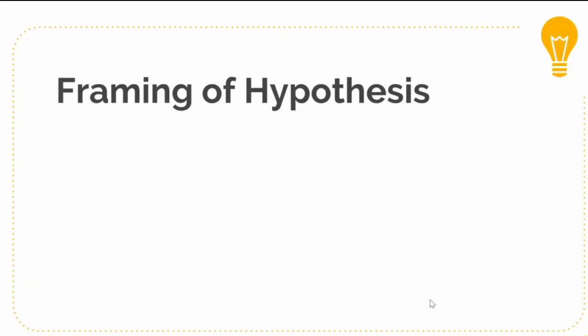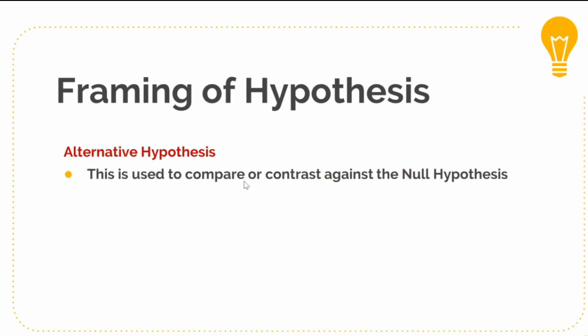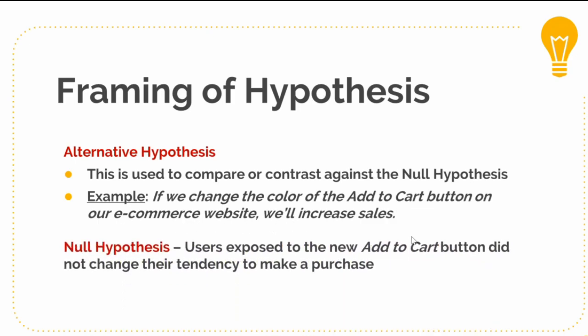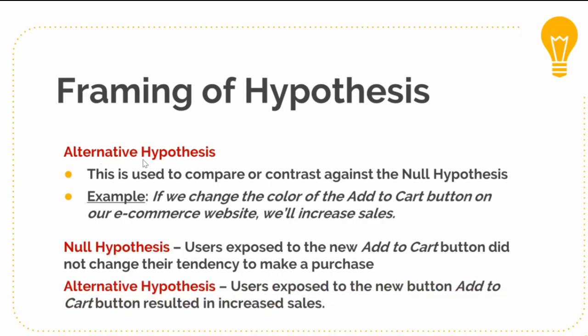So we saw our null hypothesis. Now let's look at the alternative hypothesis. This is the hypothesis that's used to compare or contrast against the null hypothesis. So an example is, if we change the color of the Add to Cart button on our e-commerce website, we'll increase sales. And the null hypothesis in this scenario would be, users exposed to the new Add to Cart button did not change their tendency to make a purchase. Whereas the alternative hypothesis, in this case, will be phrased as, users exposed to the new button will result in increased sales. So that's how we basically frame hypotheses.